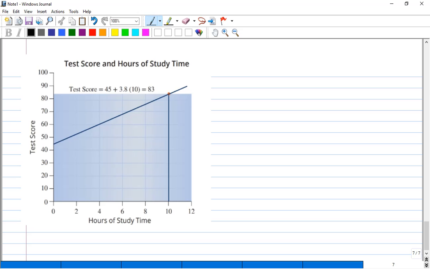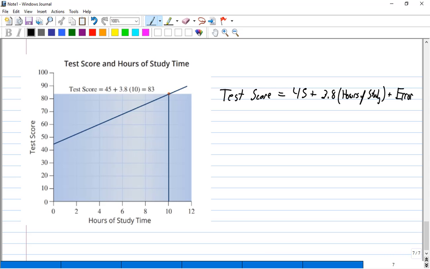But there's some kind of margin of error there. It's going to be different for everybody. Right? So a better model here would be that the test score will be equal to 45 plus 3.8 times the hours of study time plus some margin of error. ERROR. I just don't know what that error is. Okay?